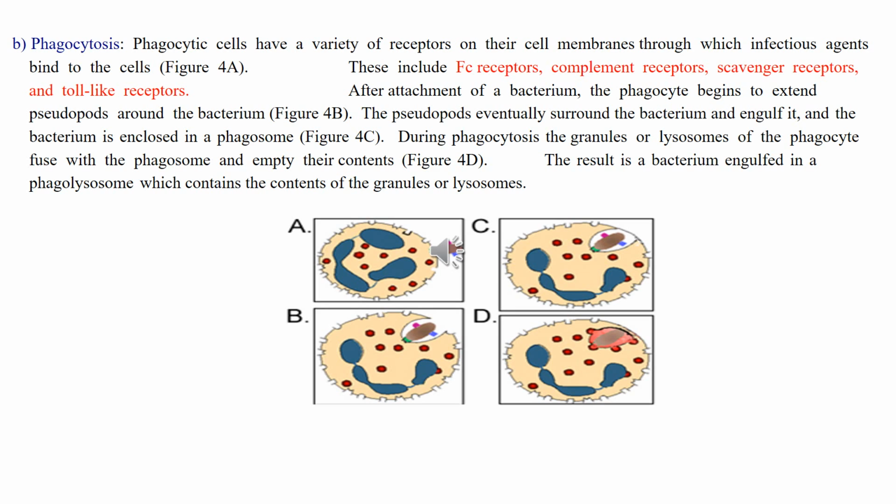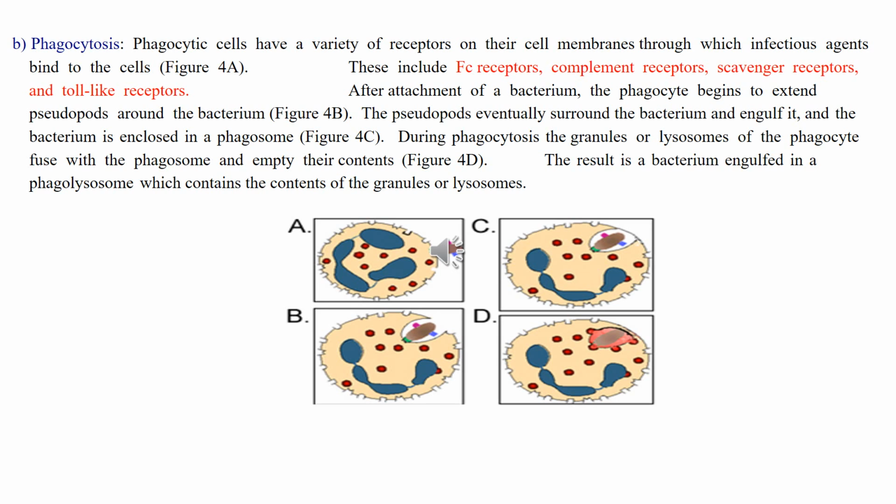Now we will talk about the process of phagocytosis and how the phagocytic cells like macrophages and neutrophils kill the invading bacteria or other microorganisms. The phagocytic cells have a variety of receptors on their cell membrane through which the infectious agent like bacteria or viruses bind to the cells. These include the Fc receptors, complement receptors, scavenger receptors, and toll-like receptors.